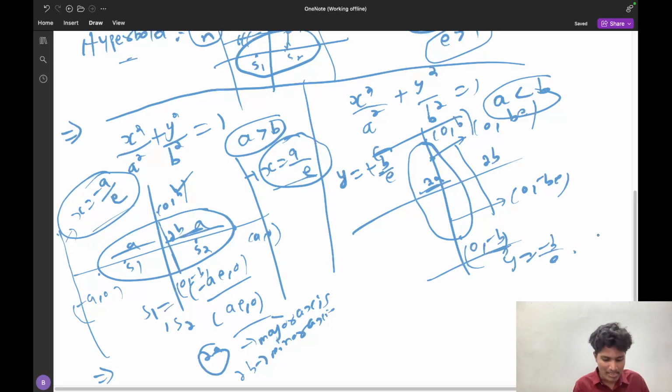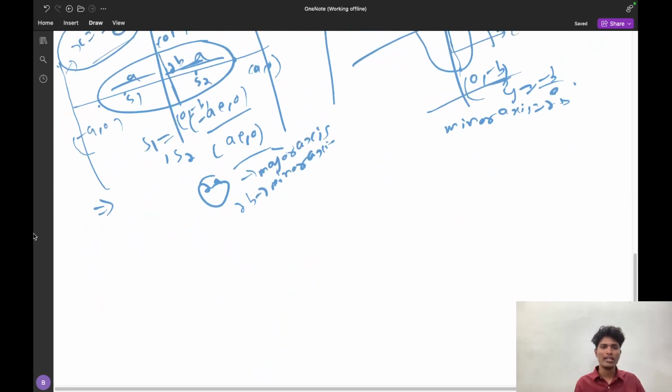These are the things you have to understand. Here in the first ellipse, the major axis is 2a, but here the major axis is equal to 2b, and the minor axis is equal to 2a. That's it.